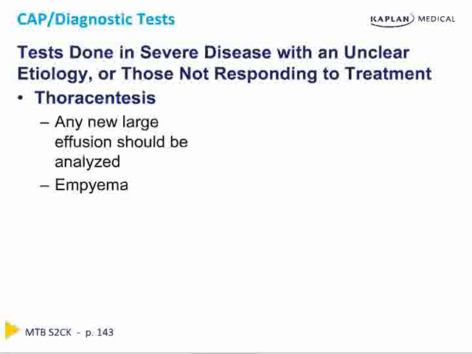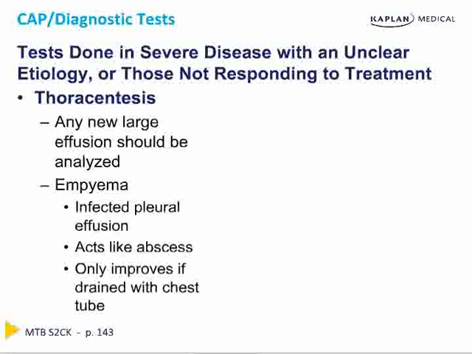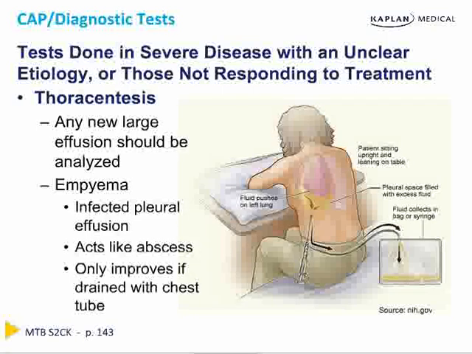An infected pleural fluid is also known as an empyema. Empyema basically acts like an abscess and therefore only improves if you drain it with a chest tube. On your screen, you can see how thoracentesis is performed. It involves the insertion of a needle into the pleural space and removal of the fluid, and eventually insertion of a chest tube for continued drainage.